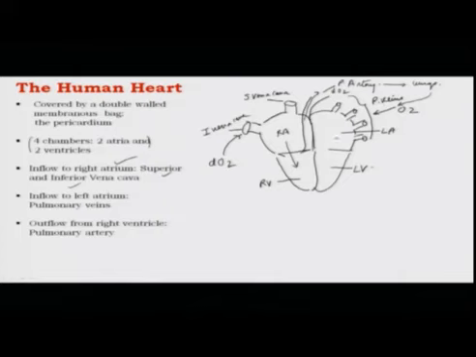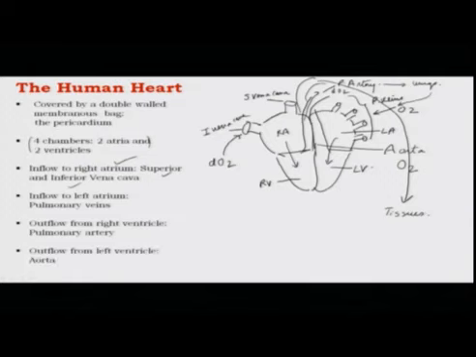From the left atrium, this blood goes into the left ventricle, and again there is an outflow tract going out from the left ventricle, which is called the aorta. This is carrying oxygenated blood, and this oxygenated blood is going to the entire body to supply all the tissues with oxygenated blood. So, this is the outflow from the left ventricle, which is called the aorta.